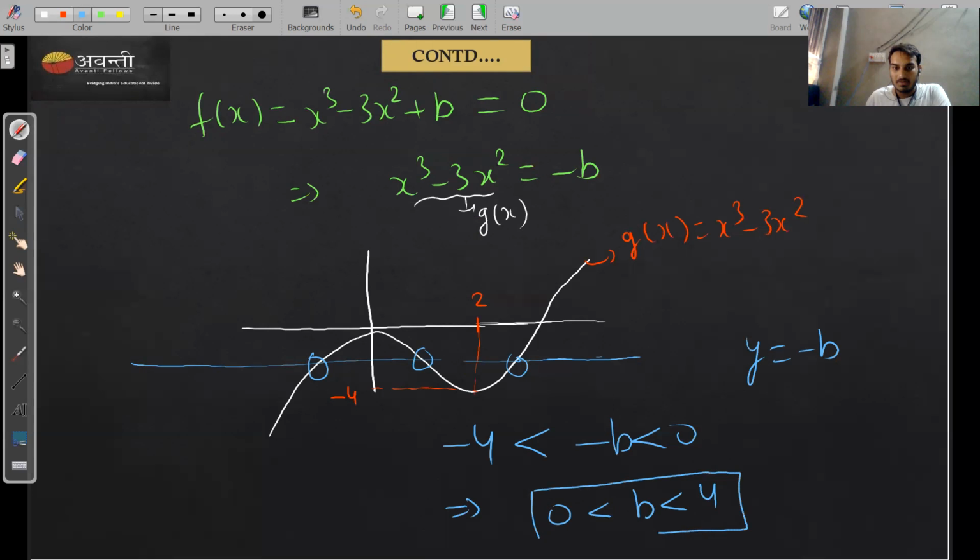Strictly, it shouldn't be 0. B cannot be 0. If b is 0, then I am getting only 2 roots, right? See, at b equal to 0, I am getting only 2 roots. And at b equal to 4, it means this line, I'm getting only 1 and 2 root. So it means b shouldn't be 0 and shouldn't be 4. It is strictly between 0 and 4, right?